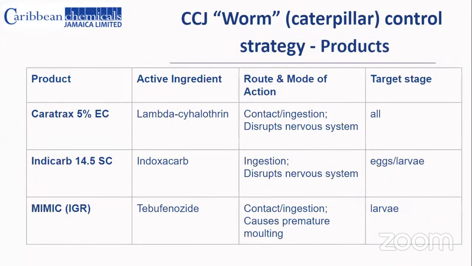Now, the products that we have highlighted in our control strategy are actually quite simple in terms of how they go about doing that. Caratrax, Indicarb, and Mimic. And these products, as I mentioned also before, have been selected based on how the pest feeds and its life cycle, and therefore will be seen as the most effective chemistries to break that life cycle. Now, Caratrax has an active ingredient, lambda cyhalothrin, and this is a contact/ingestion mode of action. That means when this particular product is sprayed on the plant or comes in contact with the pest, it is able to work.